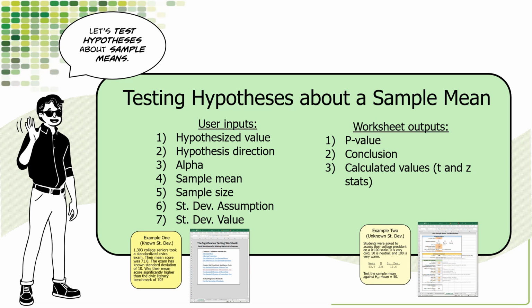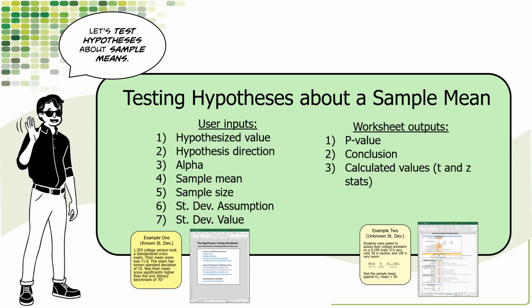To test a hypothesis about one sample mean, you input 7 values into our worksheet. 1. The hypothesized value. 2. The hypothesis direction. 3. Alpha, which is your type 1 error rate. 4. The sample mean. 5. The sample size. 6. Your assumption about standard deviation. And 7. The standard deviation. This may sound like a lot to input, but you'll see that it's not too hard. The values you input should be given in the problem you're working on.